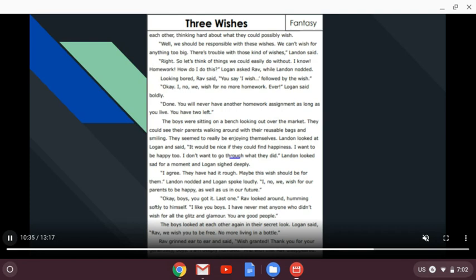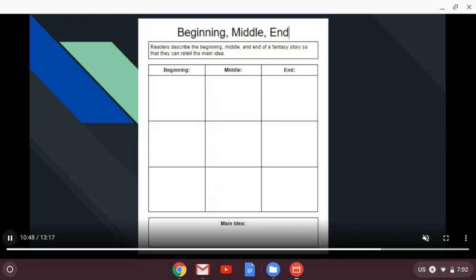All right, I want you guys to be thinking about who are the characters that we are introduced to in the story, what is the setting, and what happened at the beginning, the middle, and the end of this text that we just read together. So what we're going to do is, you have been sent in your classwork tab a beginning, middle, and end chart for you to use to do this task.